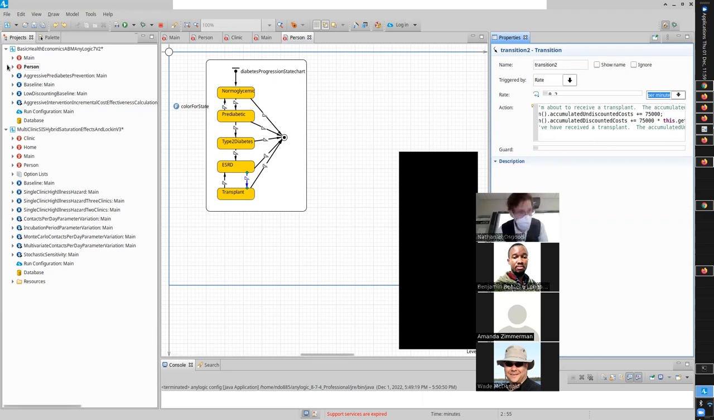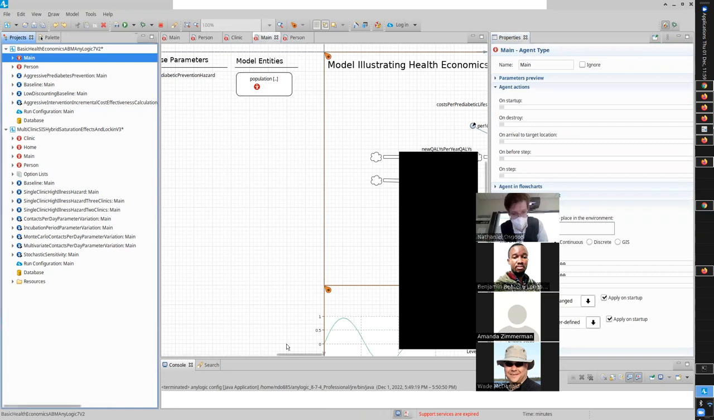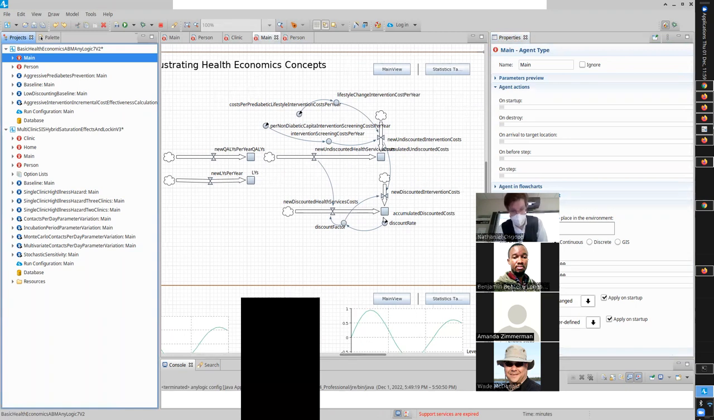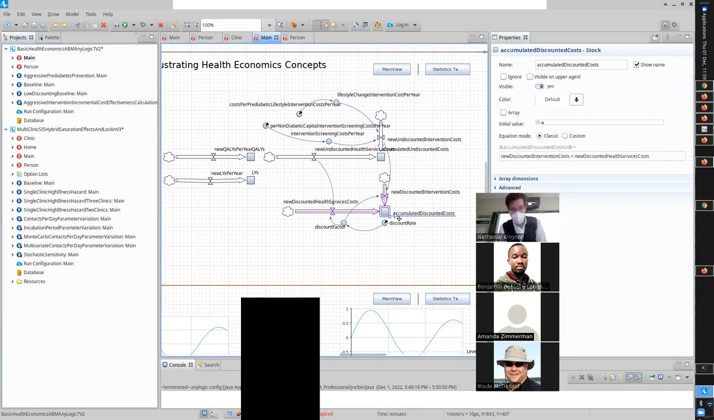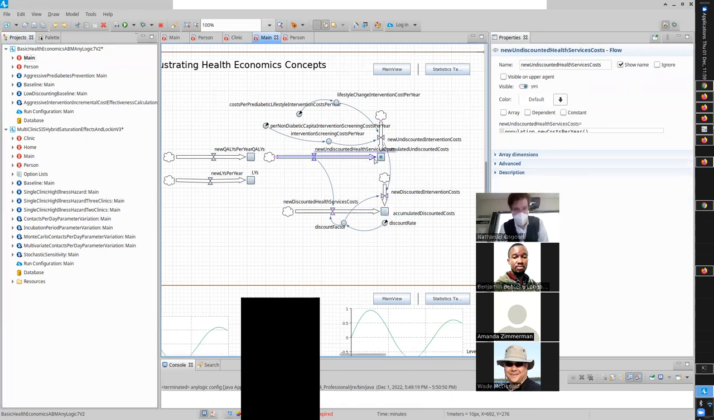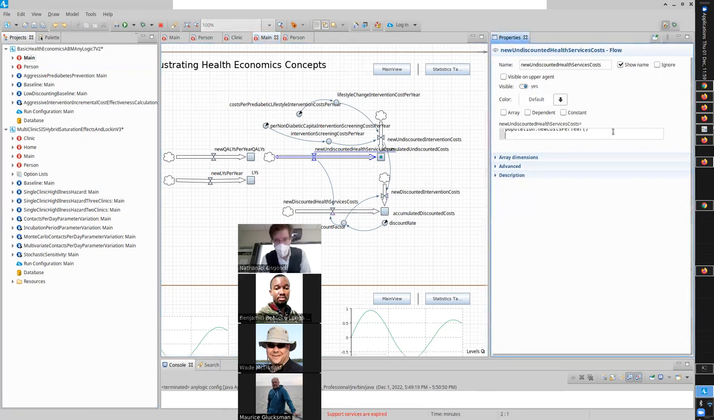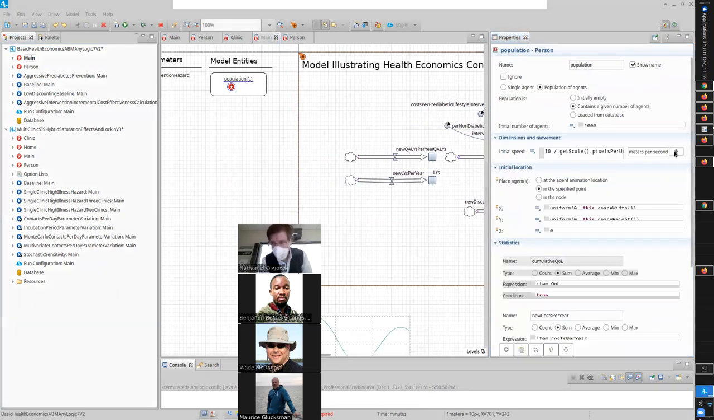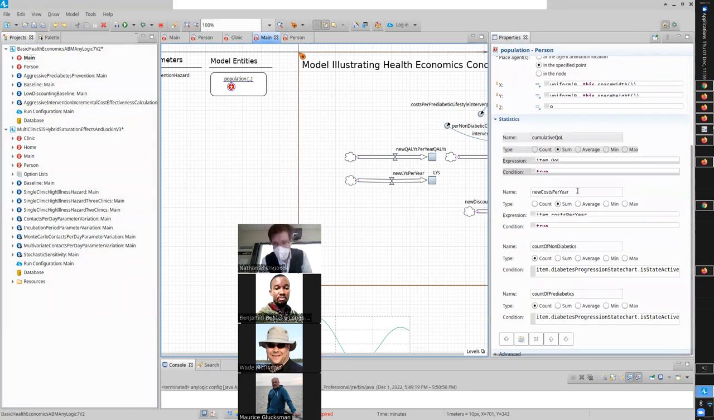So up here in Main, we have a set of stocks and flows, and these flows accumulate up the discounted costs. They do so in both an undiscounted and discounted way by figuring out the new cost per year. And this is computed with what's called a statistic. Those who were at the tutorial on Monday will probably remember statistics live in the population. So if we were to go look at the population and look at statistics here, we'd see this computation, new cost per year.